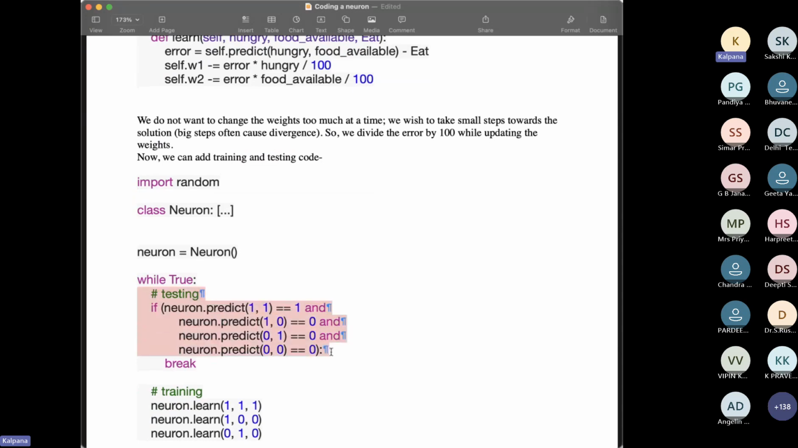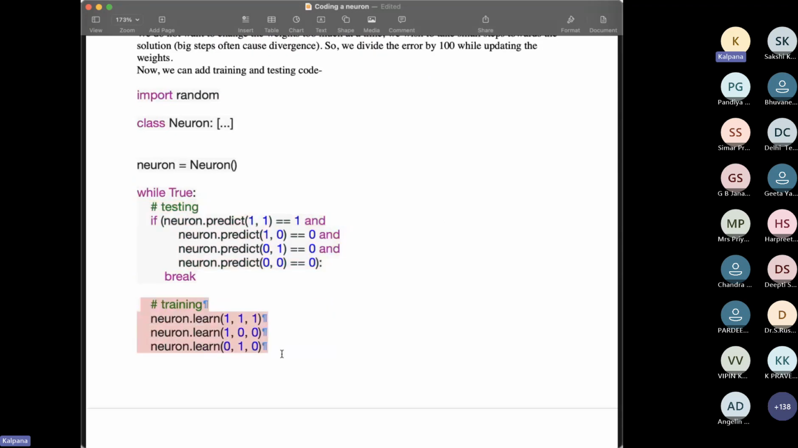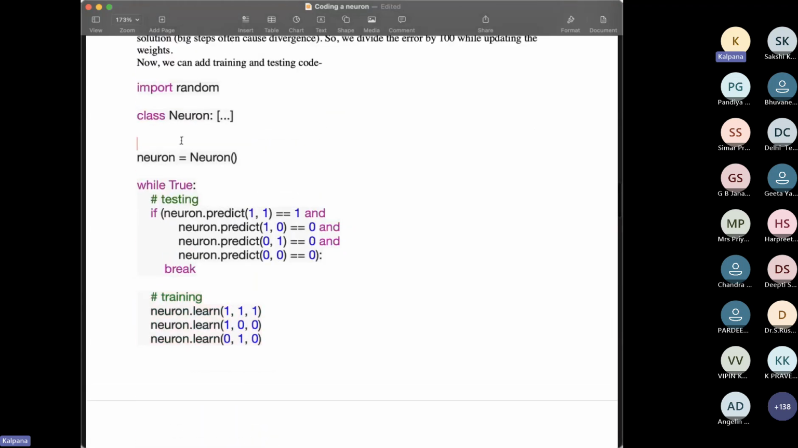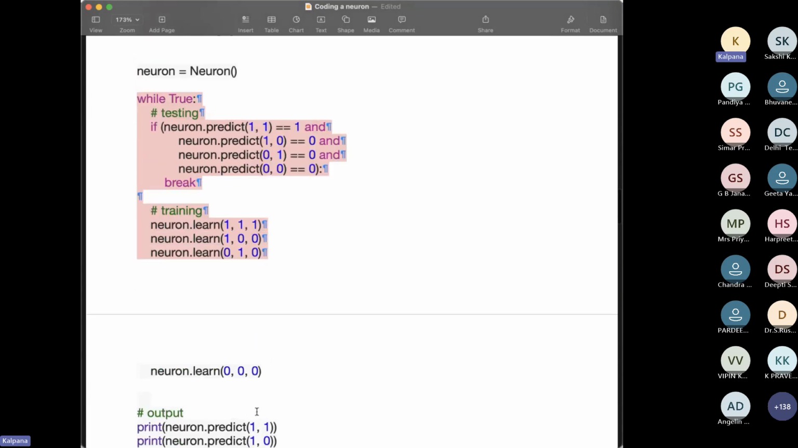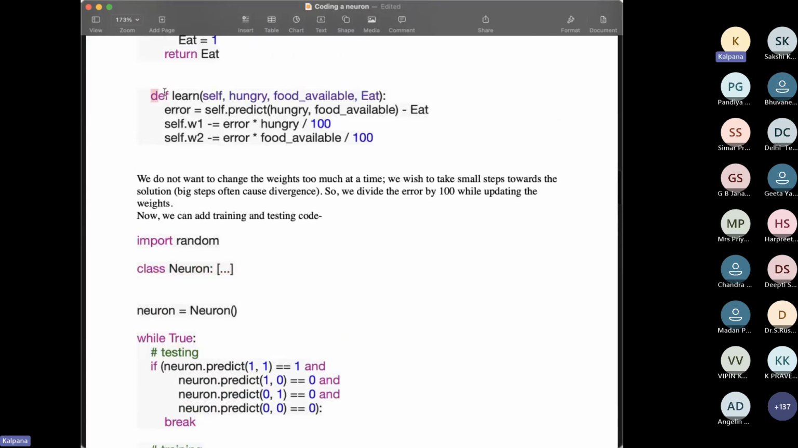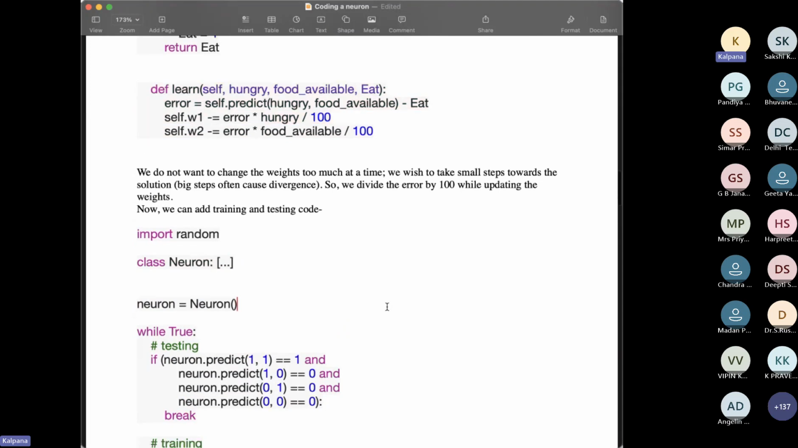There is a test part and a train part. You test and you train. You test and you train. This test and train function is written outside the model. This is my model. Neuron is my model. This model is capable of learning because it has a learn function that has been written.